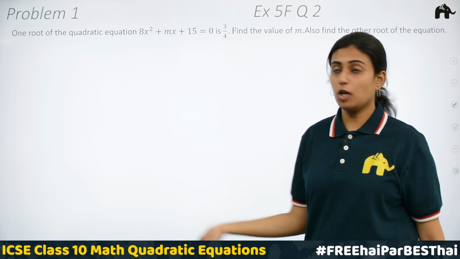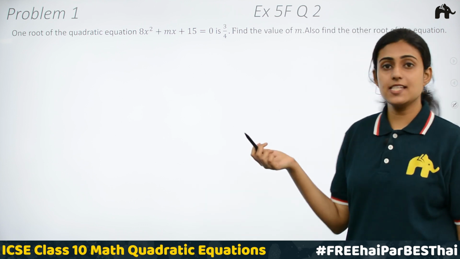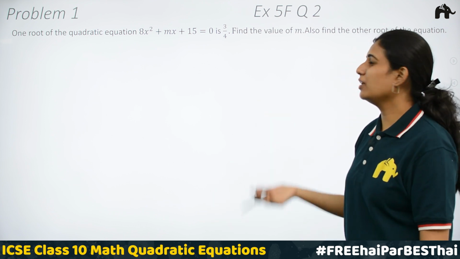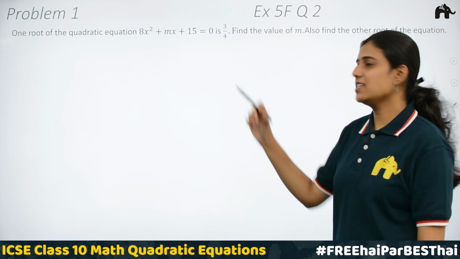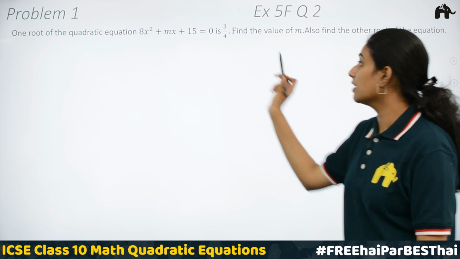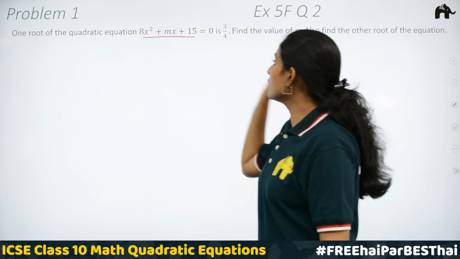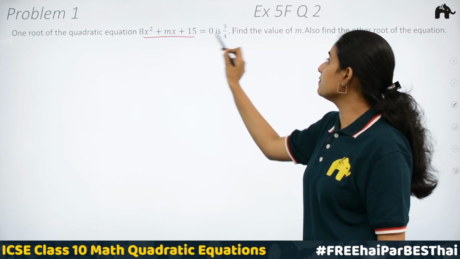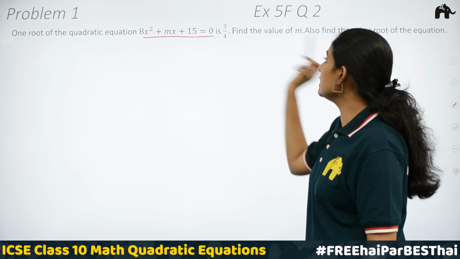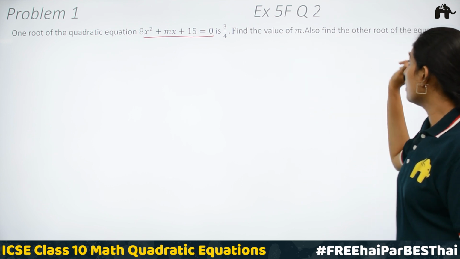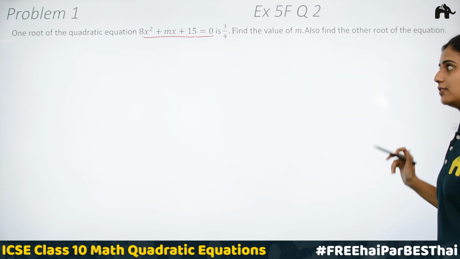Here is our first problem. Question number 2 of Exercise 5F. We won't be solving every question because the video length will be large. I have selected some questions and we'll solve them together. One root of the quadratic equation 8x square plus mx plus 15 is equal to 0 is 3 by 4. Find the value of m. Also find the other root of the equation.